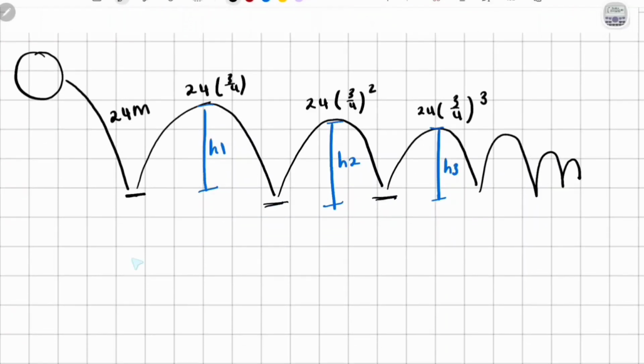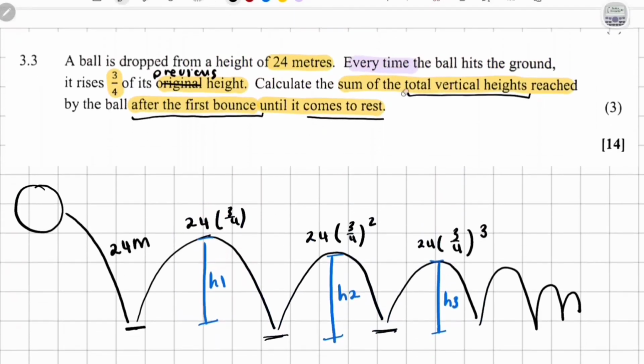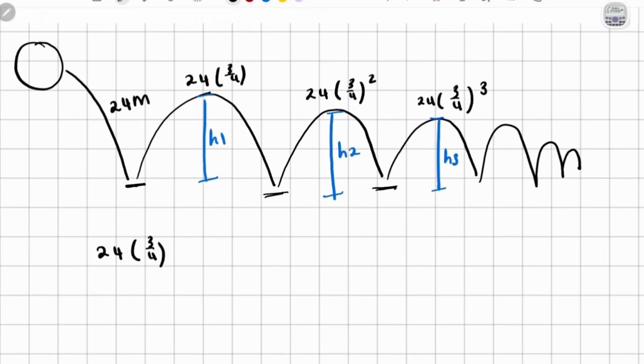So let's go ahead and write the pattern. The first term that we have is 24 times 3 over 4. Okay, that is our first height, because clearly they tell us the sum of the total vertical height reached after the first bounce. There's the first bounce, then it goes up. That's the first height, okay? So after the first bounce. Then, of course, the second one would be 24 times 3 over 4 squared, then 24 times 3 over 4 to the power of 3. And this will keep going, getting closer and closer to 0. It will not go beyond 0.